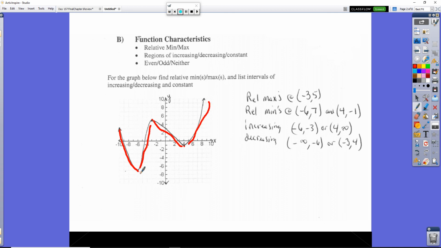It's increasing from here to here, and from here to here. So from negative 6 to negative 3, and positive 4 out to infinity. Never include the ends. In interval notation, if you have more than one interval, you have to say the word or in between them.